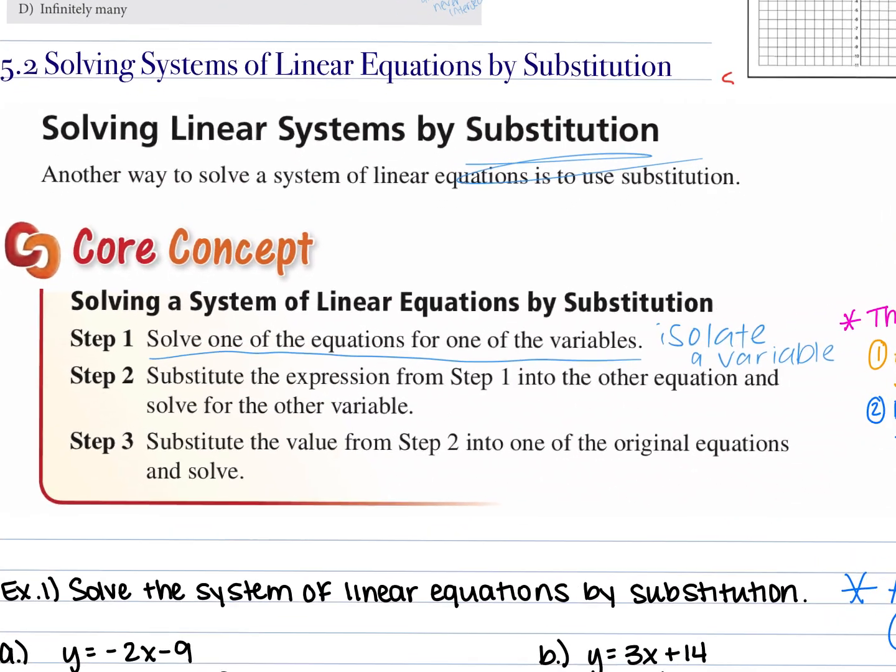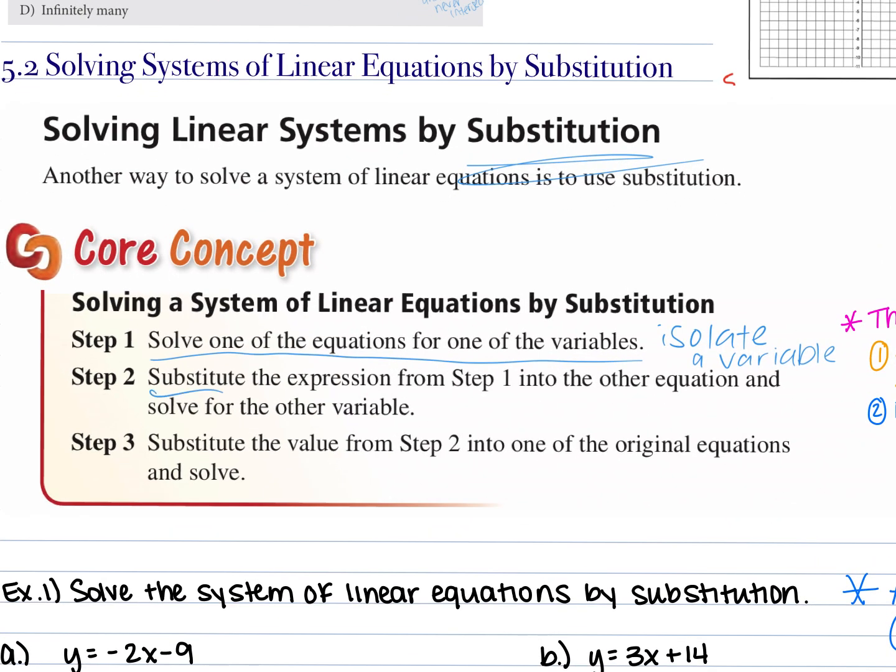Then, once you've isolated a variable, you use something called substitute. You substitute the expression from step 1 into the other equation. So now you're using both equations. You're substituting whatever the first equation was into the second equation so you can solve for the other variable. So in systems of equations, right, we have 2 variables, right? We have x and y. Do you guys agree? Once you use substitution, you eliminate one of your variables and you only have one variable left. So your entire equation is going to be in terms of x. Then you can solve that equation, okay? And then step number 3, you substitute the value from step 2 into one of the original equations and you solve for the other variable, okay?